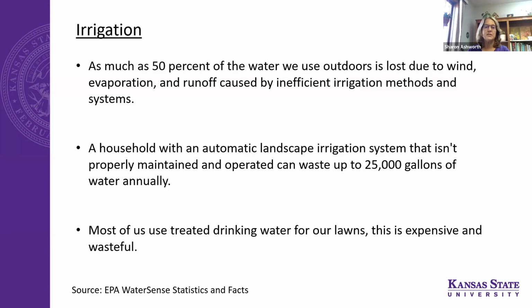The middle statement there says a household with an automatic landscape irrigation system that is not properly maintained can waste up to 25,000 gallons of water annually. And if you think about it, what we're using is our treated drinking water for our lawns. Unless you have a gray water system, we are using treated drinking water. This is expensive and wasteful, and a very critical note especially for those out in more western Kansas, where that is a critical resource.